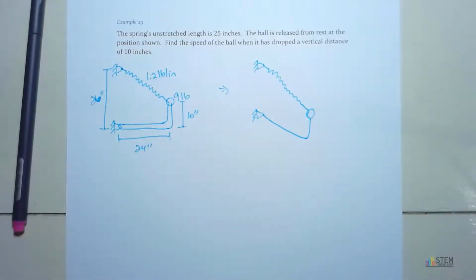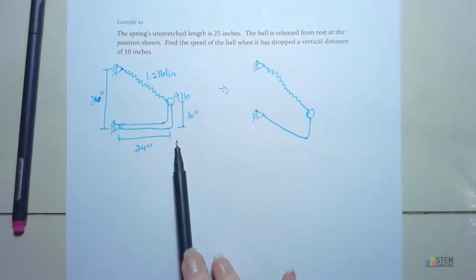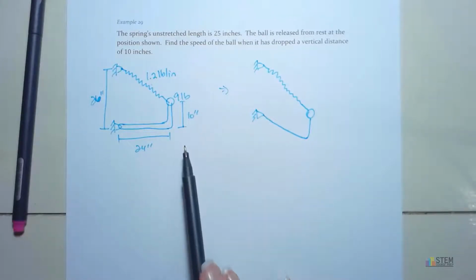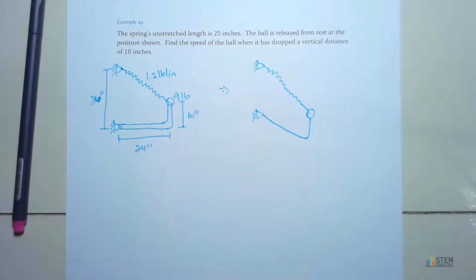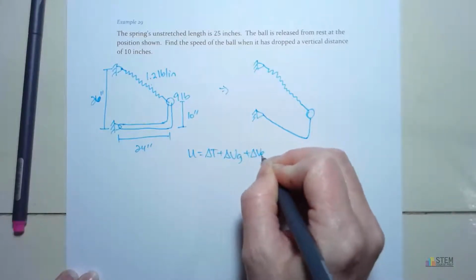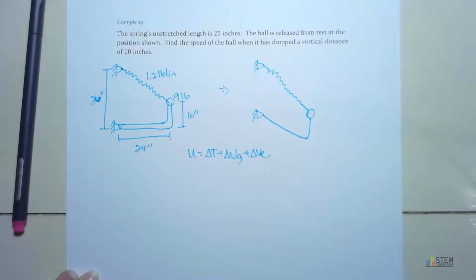Now, first things first, you've got to figure out how to solve this problem. If you see a problem that looks like this, you should automatically think to use the potential energy equation. All right, the U equals delta T plus delta VG plus delta VE. That's because we're going between two positions, right? We have a start point and an end point. We've got springs involved. So anytime you see anything like this, just automatically go to that equation. All right, and remember what the equation is. Let's write it down. So there it is.